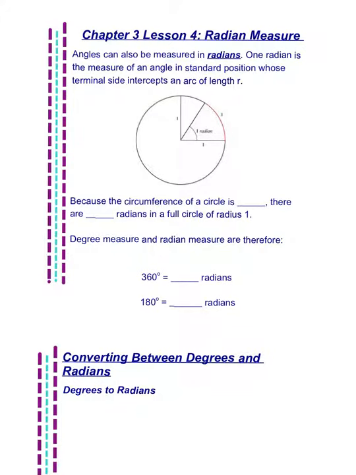Okay everyone, today we're going to talk about Radian Measure, which is another way to measure angles. You guys are very comfortable with measuring angles in degrees. You've been doing it for a very long time. But most angles are measured in radians, and there's several reasons why that we'll discuss later.